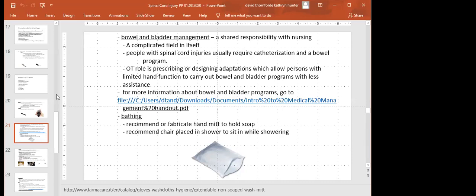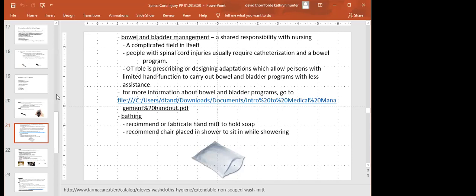If you need more information about bowel and bladder programs, there's a website here you can get more information. So that's just an overview of bowel and bladder. It is more complicated than that. You need more information.